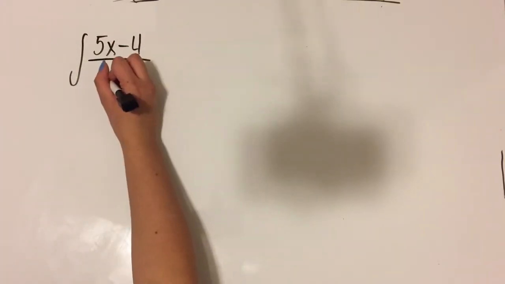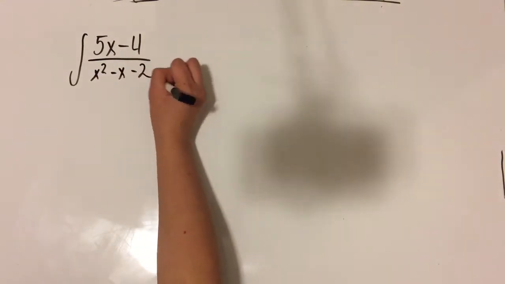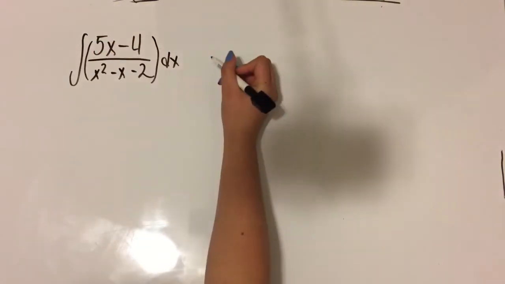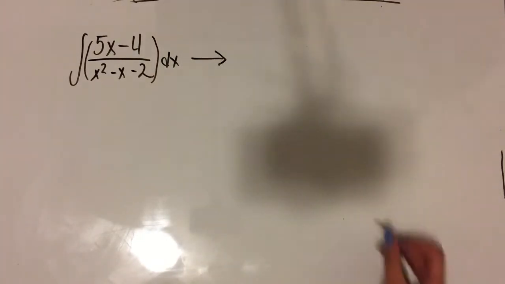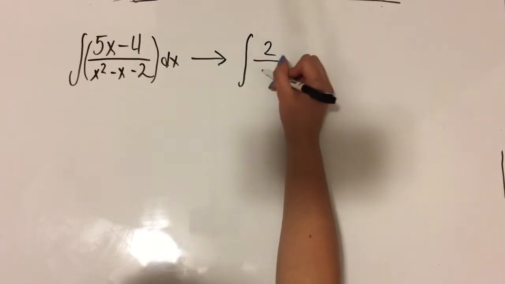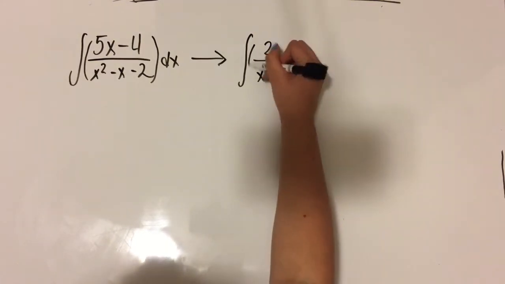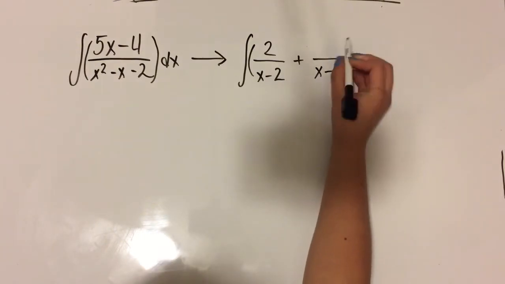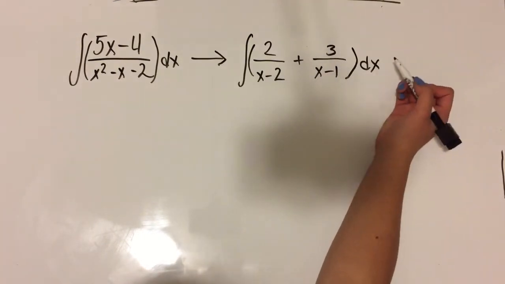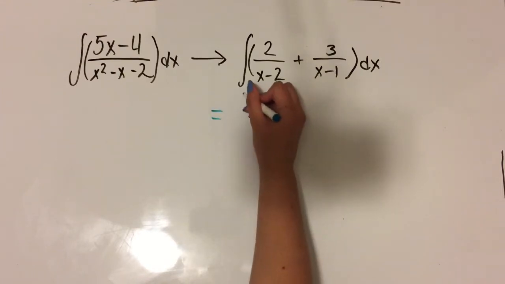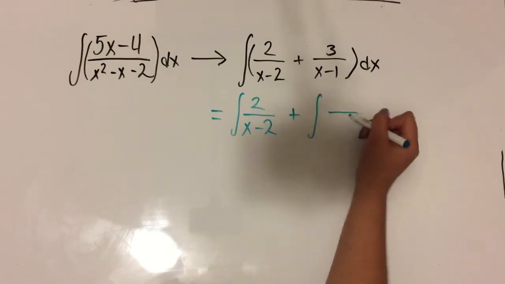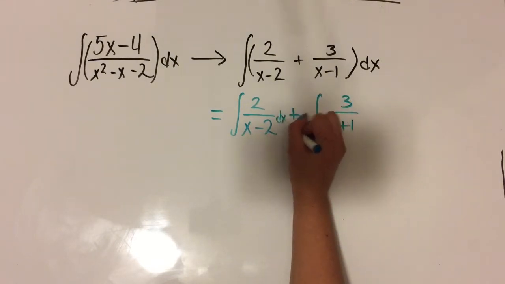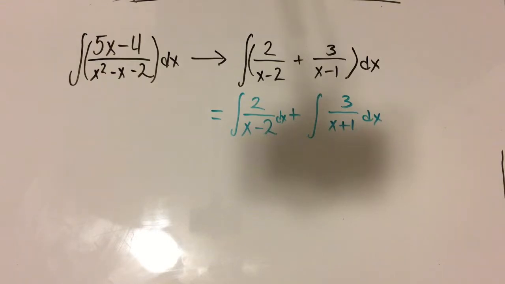Here I will show you how to use this method. We are using the previous example when we were solving for how to decompose partial fractions. And first step you will do is write the problem into 2 separate integrals to make it easier for you. And here I'm writing the integral of 2 over x minus 2 plus the integral of 3 over x plus 1 dx.